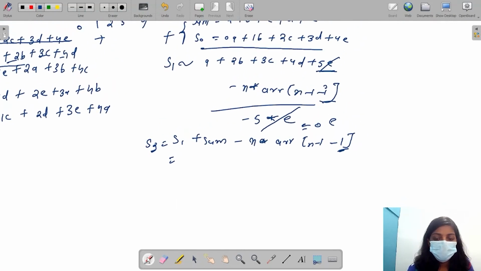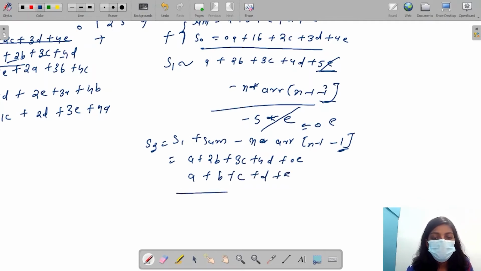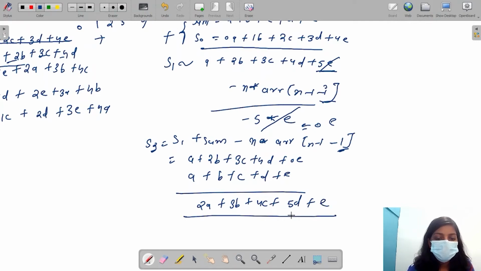My S1 is equal to a plus 2b plus 3c plus 4d plus 0e, and my sum is equal to a plus b plus c plus d plus e. So it will be equal to 2a plus 3b plus 4c plus 5d plus e, right? Now in the second rotation, my d should be equal to 0. So now d should have a coefficient of 0, but it has 5d.